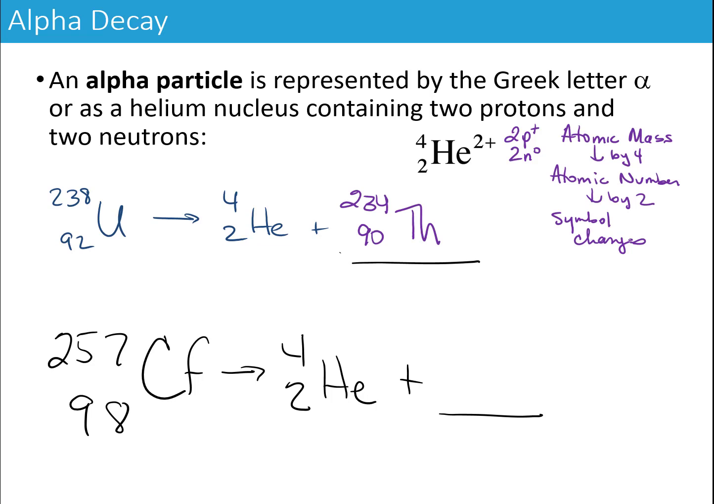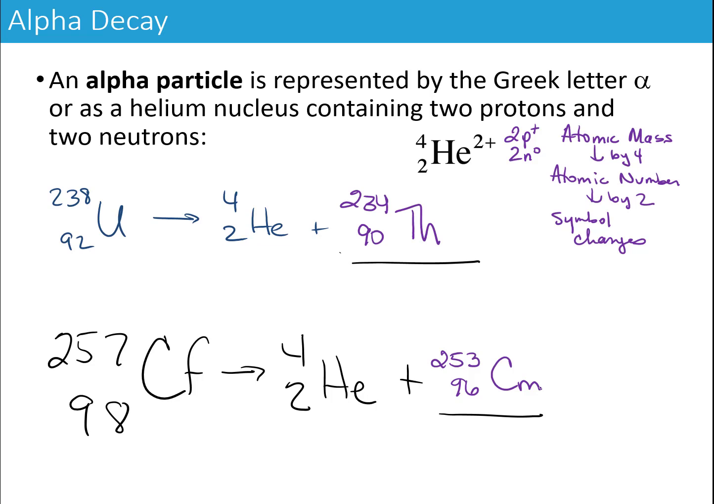So the next one is californium, CF. So it's 257. If it undergoes alpha decay, what happens? So the mass goes from 257 to 253. It's going to go down by 4. The atomic number goes from 98 to 96. Now find 96 on the periodic table. Do you see CM? That's curium, named after Marie Curie.